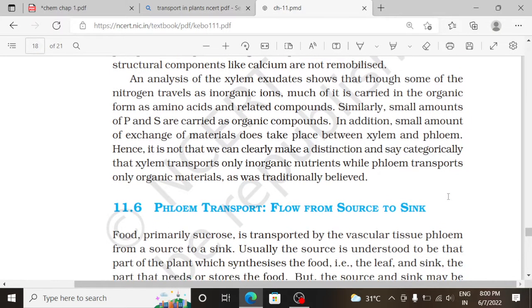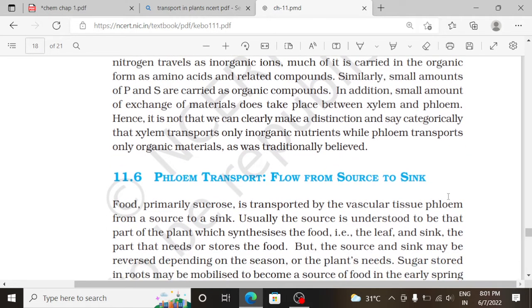An analysis of xylem exudates shows that though some of the nitrogen travels as inorganic ions, much of it is carried in the organic form as amino acids and related compounds. Similarly, small amounts of P and S are carried as organic compounds. In addition, a small amount of exchange of materials does take place between xylem and phloem. Hence, we cannot clearly make a distinction and say categorically that xylem transports only inorganic nutrients while phloem transports only organic materials, as was traditionally believed.